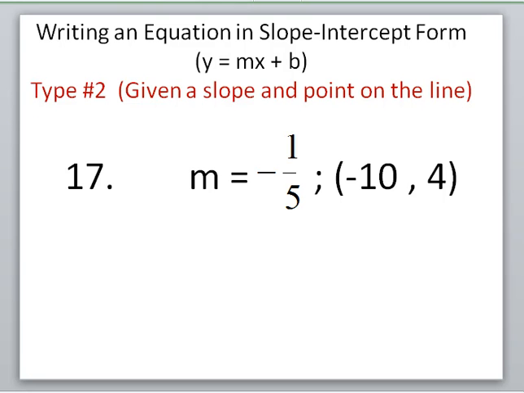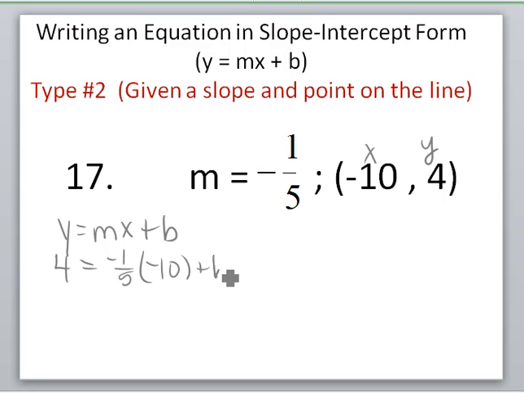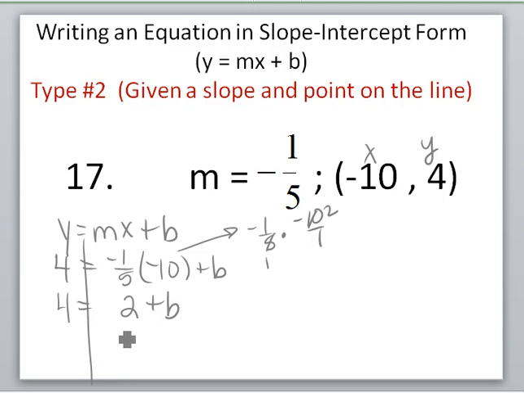Next example, let's go ahead and solve. I've got y equals mx plus b. I'm going to plug in my y as 4, my m is -1/5, my x is -10 plus b. So I have 4 equals, well, right here, -1/5 times -10 over 1. Cross reduce, -1 times -2 is a +2 plus b. Solve for b by subtracting 2 from both sides. I get b is 2.